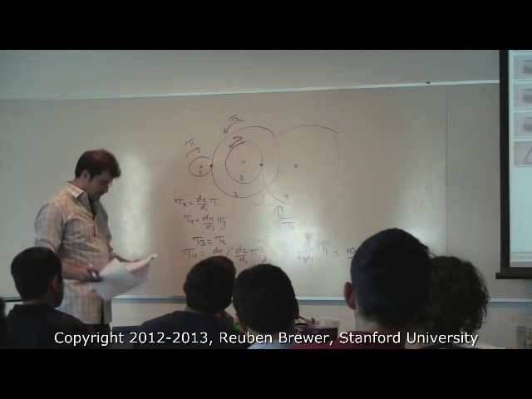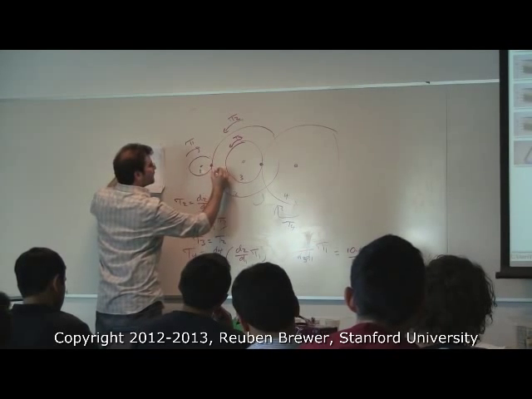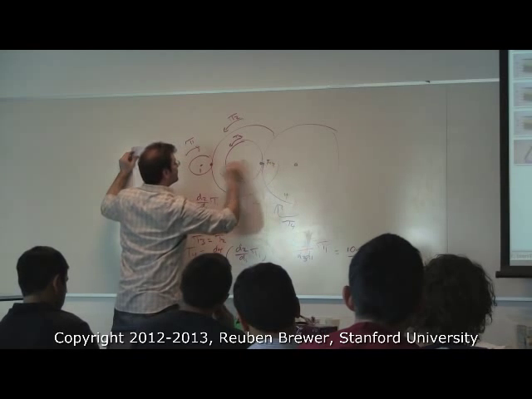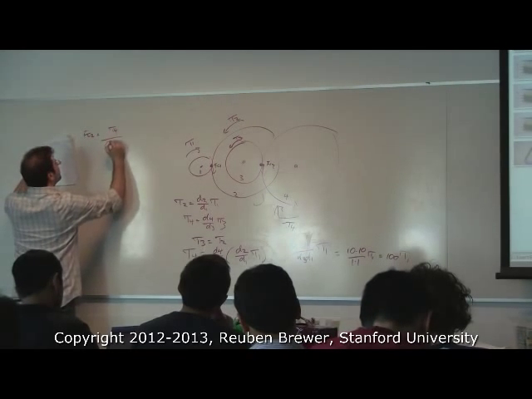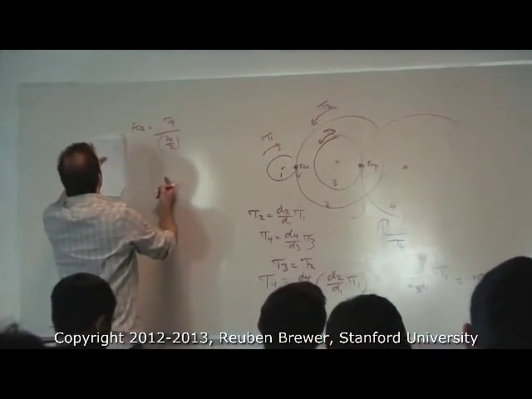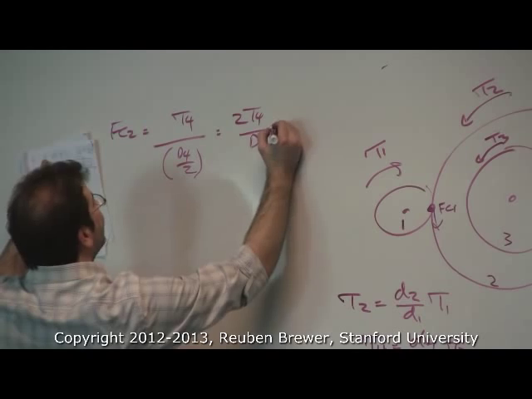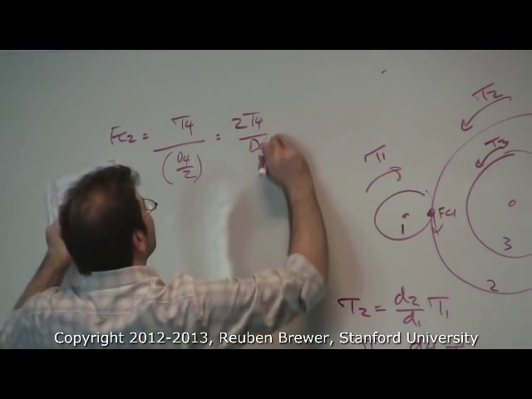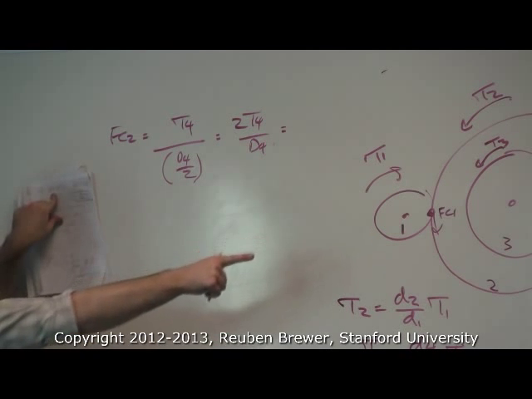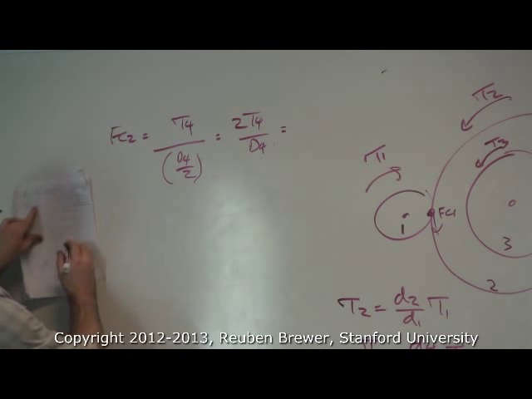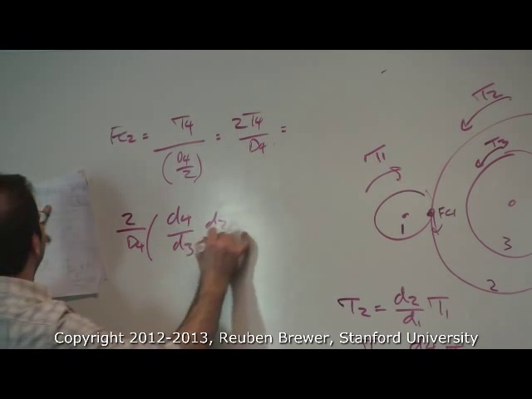So just to show you real quickly, this is force contact 2, force contact 1. The force contact 2 is tau 4 over D4 over 2. Okay, that's just a simple thing. And then T4 over D4, and now let's plug in what T4 is. This is getting messy. FC2, that's the contact point between the two top gears. Okay? So we've got 2 over D4, and then we've got D4 over D3, D2 over D1, tau 1.